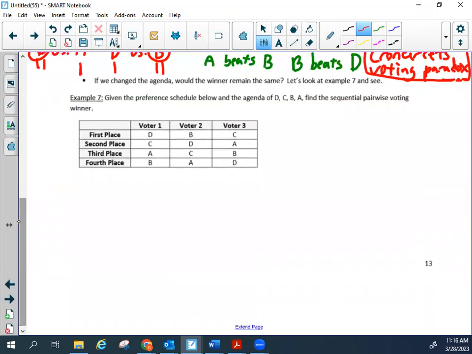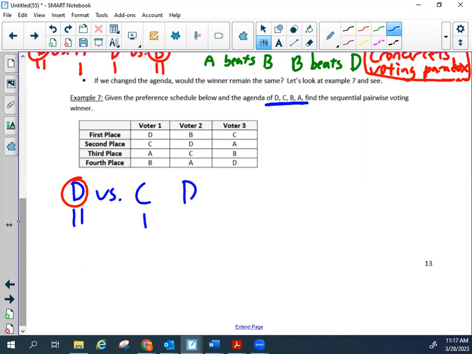Okay, let's do another sequential pairwise voting. I'm only making one change. This is the exact same problem. I'm changing the agenda, which means I'm changing the order in which we do head-to-head matchups. So the first two in our agenda are D and C. So I'm going to do D versus C, and I see that D wins 2-1. Feel free to pause the video if you need time to actually sit down and analyze that. Make sure you know what you're doing. So what that means is C is out. We are done with C.